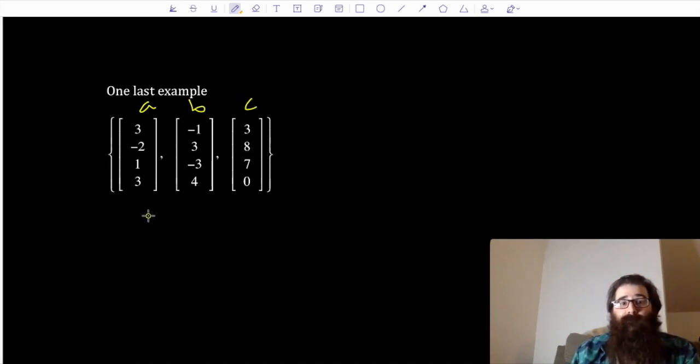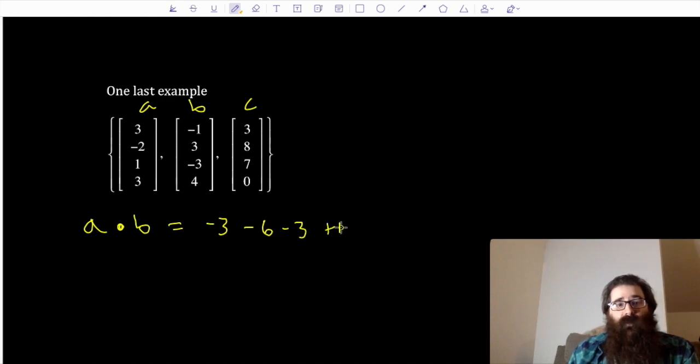Now we have vectors in R4, worth mentioning. The vectors have 4 entries, so that's just more fun for us. So A and B dotted together. 3 times -1 is -3. -2 times 3 gives me -6. 1 times -3 gives me -3. And 3 times 4 is going to give me 12. If I combine these, -3 and -3 is -6, -6 and -6 is -12, plus 12 gives me 0. So that looks good so far.